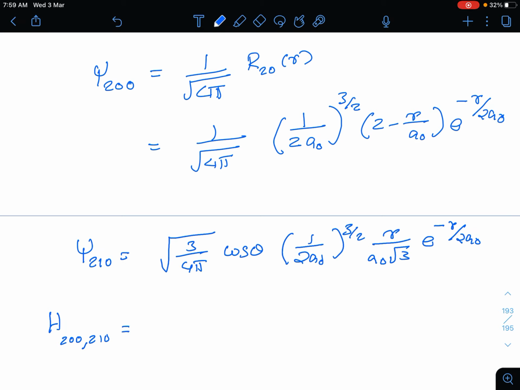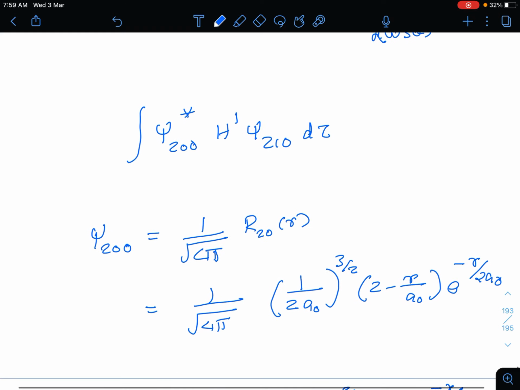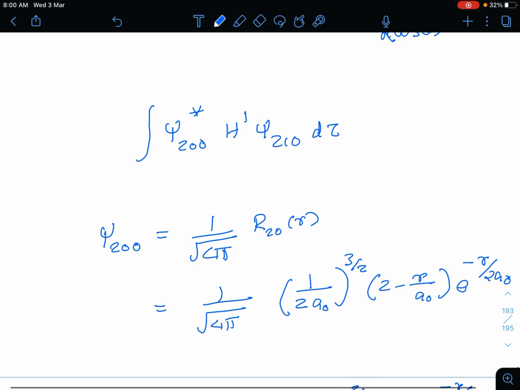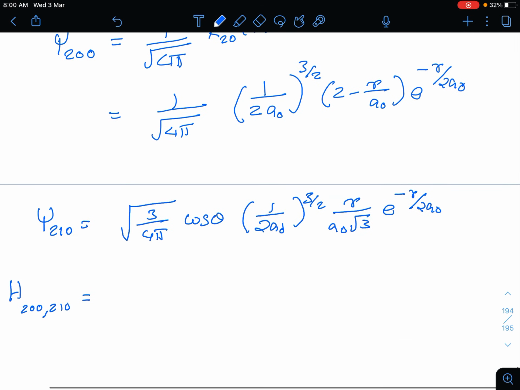So let's write it: 1 by 4 pi into root 3, into 1 by 2a0 all cube.